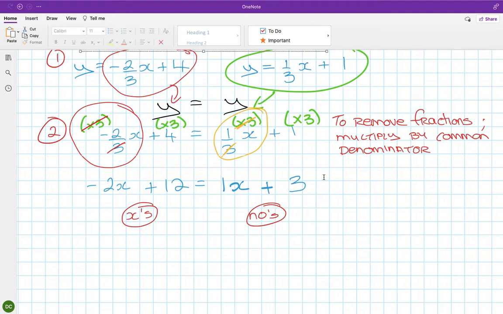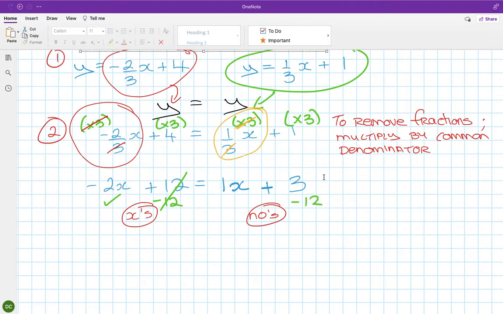So I'm going to... this one's fine because it's on the x's side. This one isn't, because it should be on the number side, but it's on the x's side. So I'm going to go minus 12 to cancel that out, and I'm going to go minus 12 on this side.